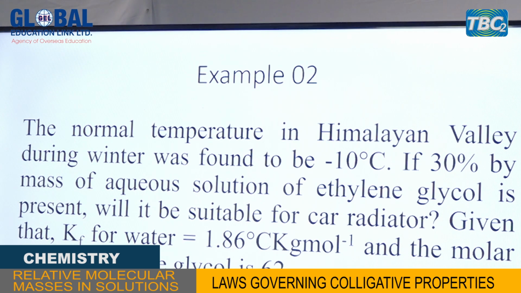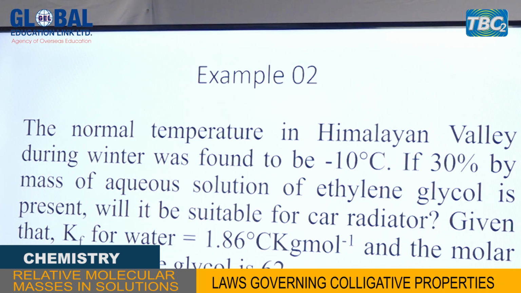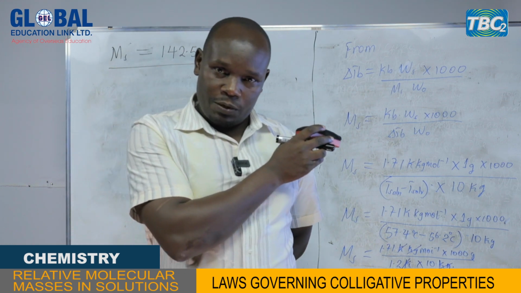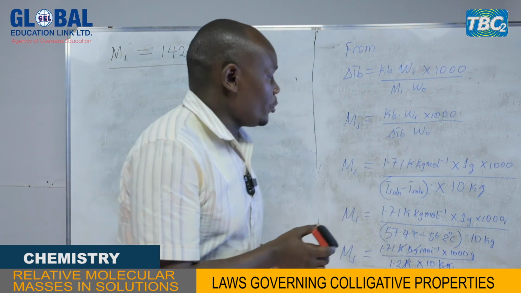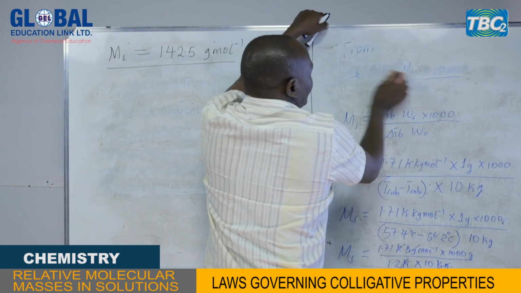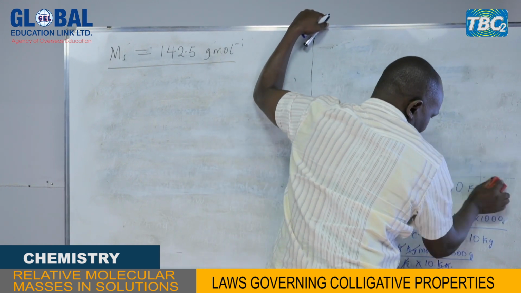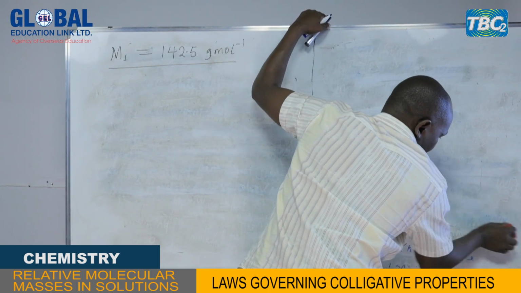You remember the first question that I posed to you when I was starting explaining the concept of colligative properties. Given that Kf for water is 1.86 degrees centigrade kilogram per mole, and the molar mass of ethylene glycol is 62. So as usual, you have to write the data that you have been given in your question. If you don't write the data, then you'll not get your answer, or you'll use a lot of time finding the solution. So first you write the data given, and after that, you can think of the equation that will be applicable in solving such a question.